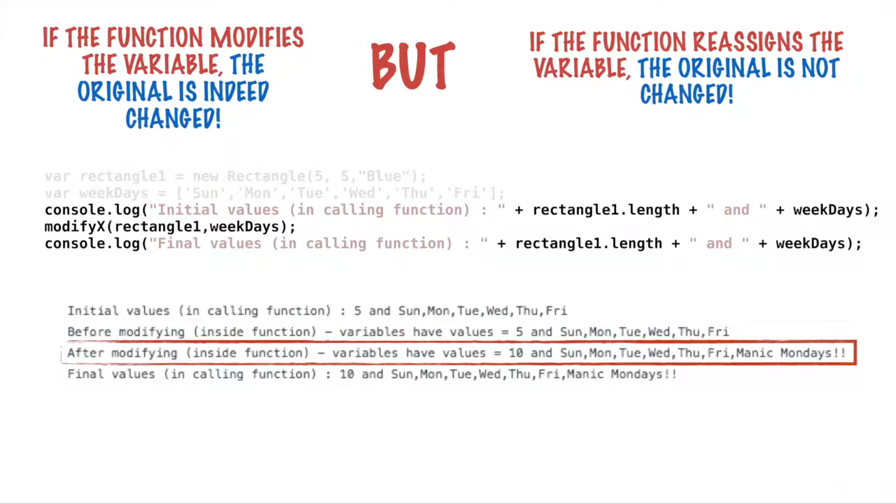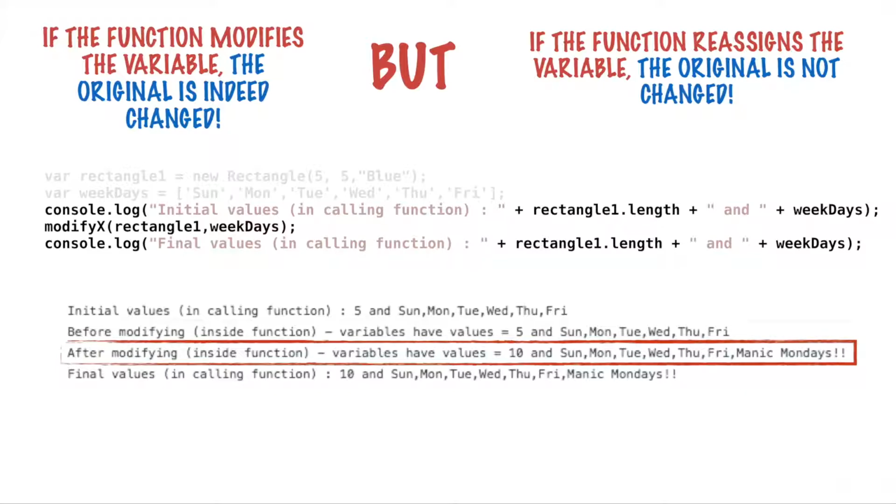Now, we modify the rectangle's length and add Manic Monday to the weekdays array. And if you notice the output, the rectangle length is now 10 and the weekdays array now contains Sunday through Friday and Manic Mondays at the very end of the array. The modification has modified the values of the rectangle's length and the weekdays array within the modify function.